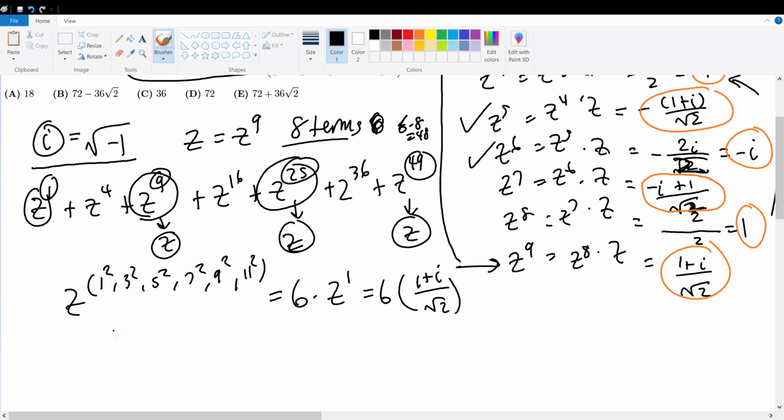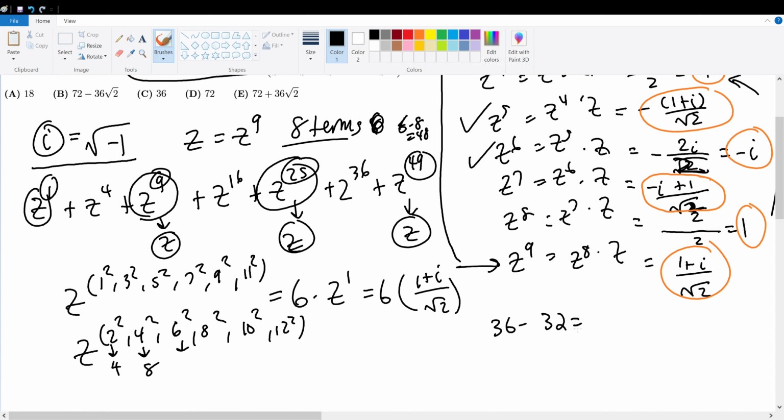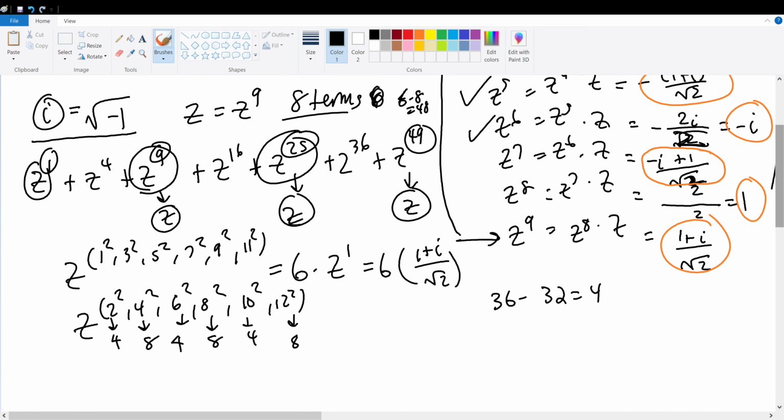Now, let's consider the evens. If the odd has a sequence, then the evens must have one as well. 2 squared, 4 squared, 6 squared, 8 squared, 10 squared, and 12 squared. What is this pattern? Well, 2 to the 2, that's just 4. 4 to the 2, that's 16, minus 8, that's just 8. So 36, well, 36 minus 4 times 8 is 32, becomes 4. Wait a minute, so is there an alternating pattern? And of course there is. That's 4, that's 8, that's 4, that's 8. There are so many patterns in here, just make sure you're keeping track of everything.